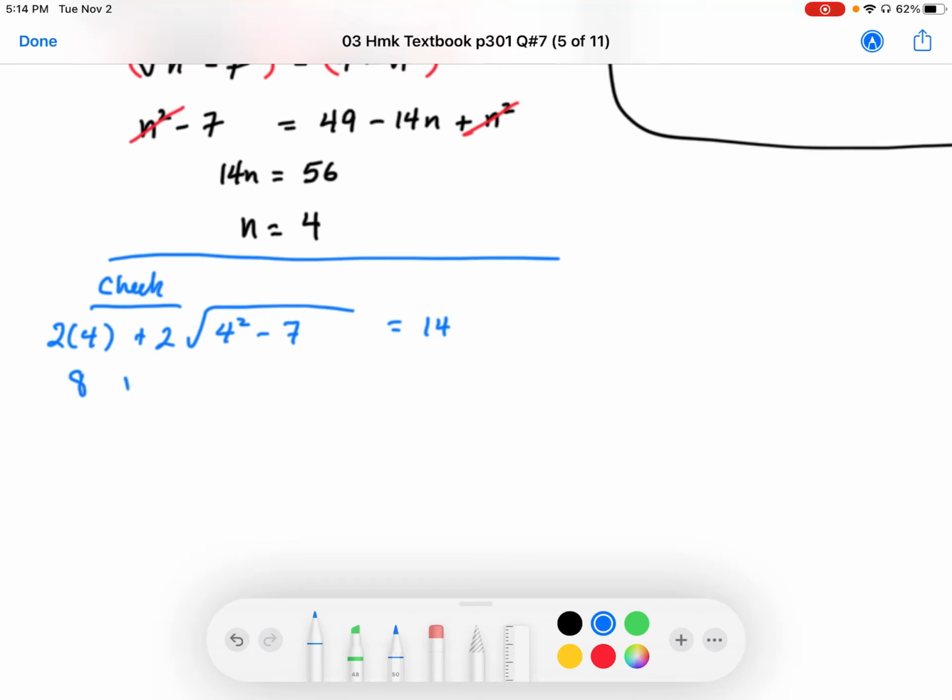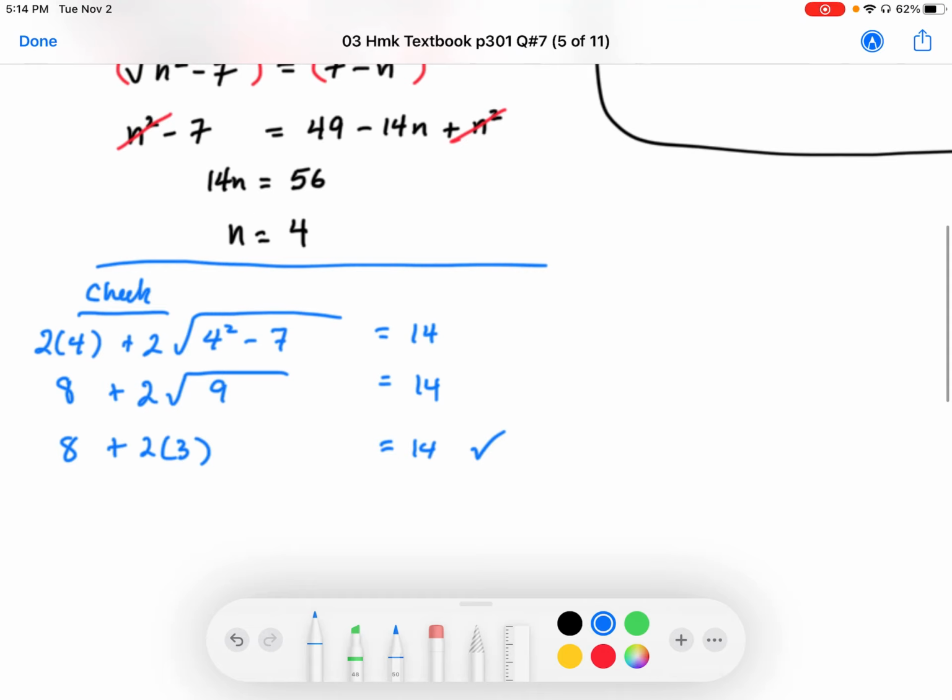Now I need to check to see that this is in fact true. I get 8 plus 2 times the square root of 4 squared, which is 16, minus 7 is 9. So I get 8 plus 2 times 3, and that's equal to 14. Okay, that is true. 8 plus 6 is 14. So we know that this is a valid solution. So n equals 4. We'll give it a check.